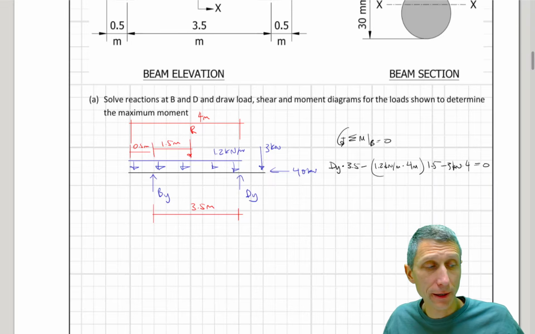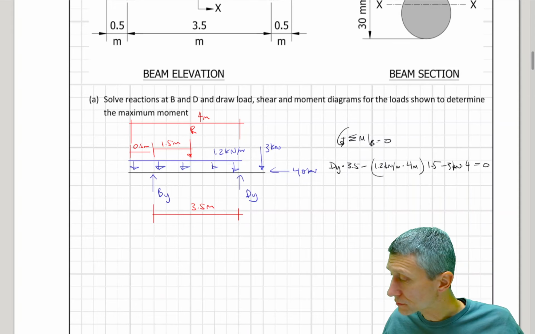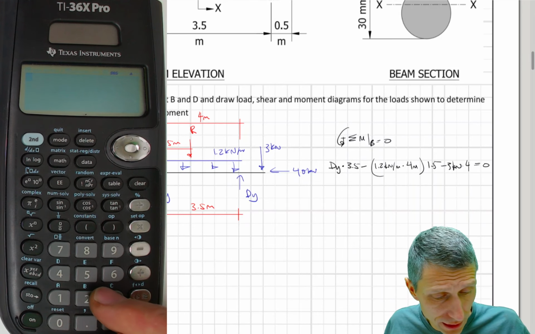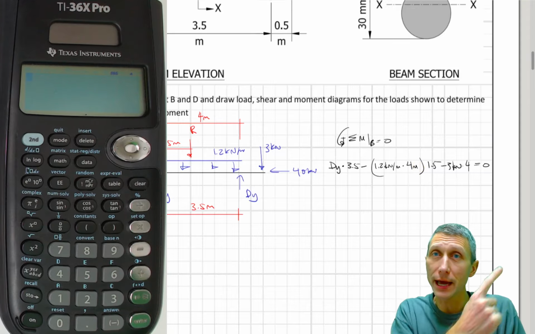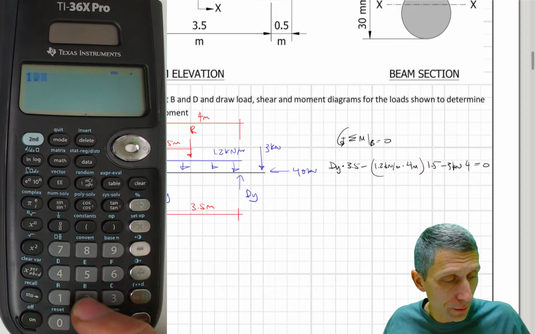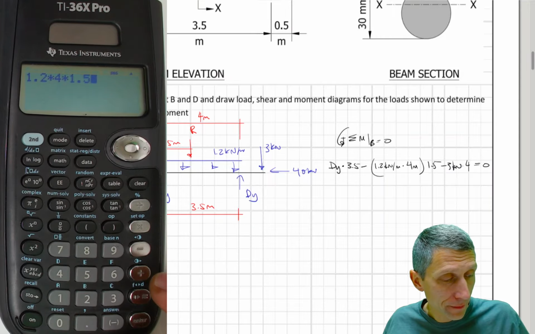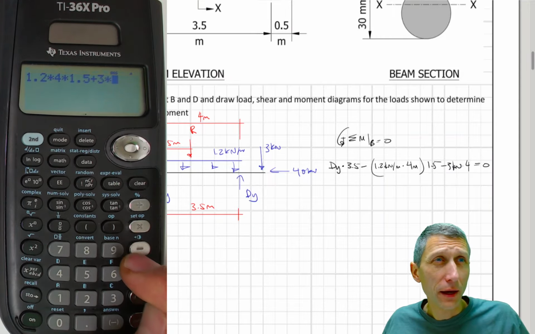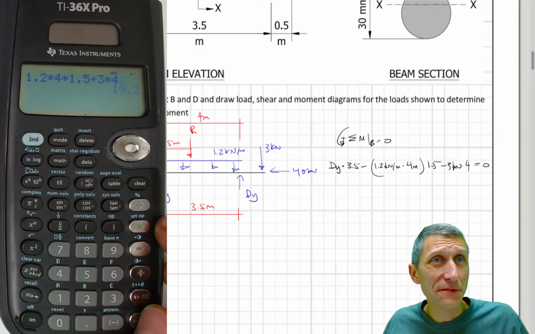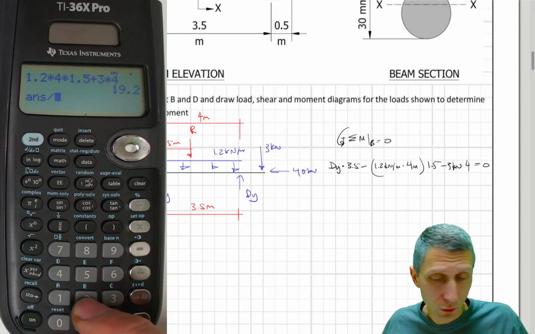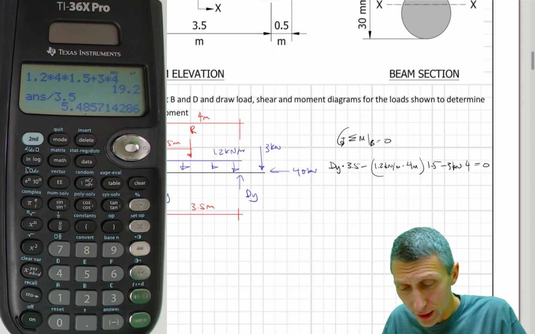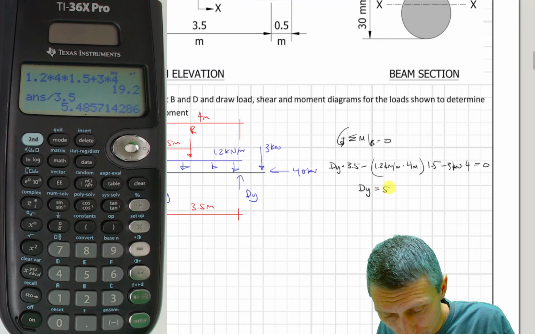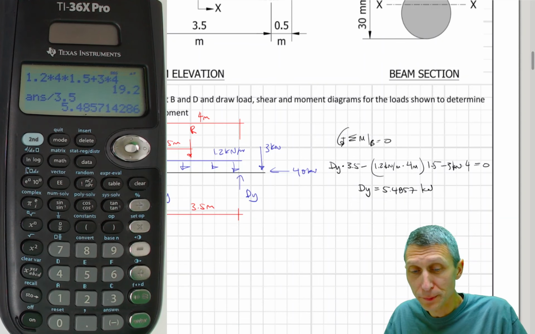So I'm going to pull up my calculator here, and we can plug this in. Now, typically what I'll do is I'll just understand that I have to add these two items to the other side. So I'm going to add them. They're going to be positive, but 1.2 times 4 times 1.5 plus 3 times 4. Okay, that's all that stuff. I'm going to divide it by what's left, 3.5. Okay, and I get 5.4857. So dy equals 5.4857 kilonewtons.